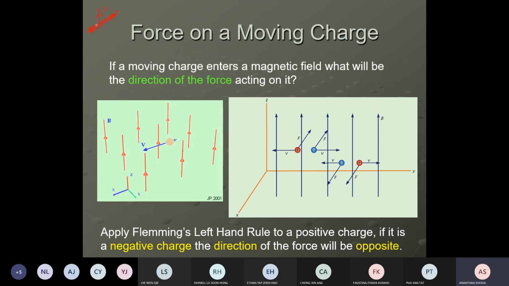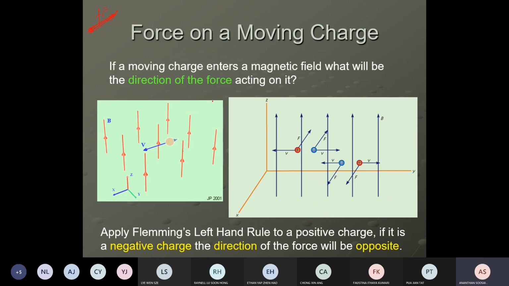experiences force. So now we're going to focus on, let's say, one electron or one proton moving in a magnetic field. So how will the force be exerted? What is the formula to use to find the force for this charged particle? The earlier formula BIL sin theta is used for a conductor. We have current and length, so that's for a conductor.